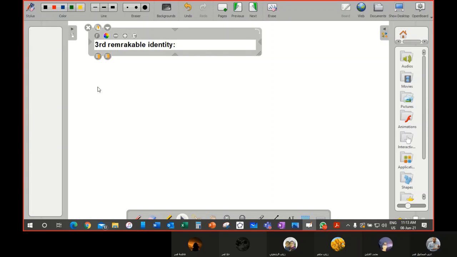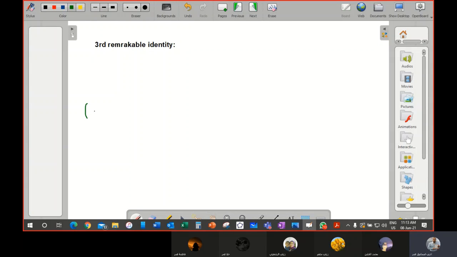Okay, we will work on an application. If we have A minus B times A plus B, you have one minute to give me the multiplication, the normal way: A times A, meaning expand and reduce.